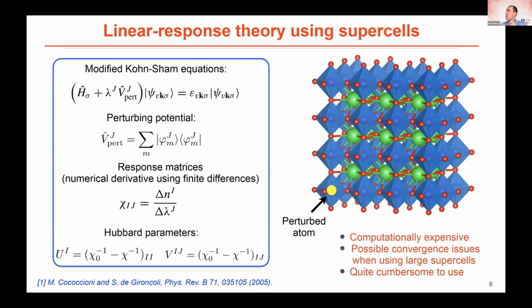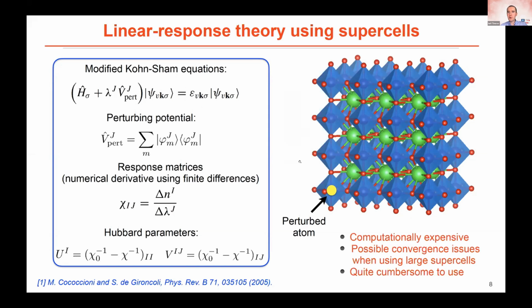Okay, now how to use it in practice. This is summarized in this slide, in the figure on the left. We need to solve the modified quantum equations written at the top of this slide, where H is our Hamiltonian. Then we are adding the extra term, which is lambda and the perturbing potential. The perturbing potential is simply the projection on the localized orbitals phi. And lambda is the strength of this perturbation. So in practice, we use some small positive value and some negative value. And this is equal to the eigenvalues multiplied by the wave functions.